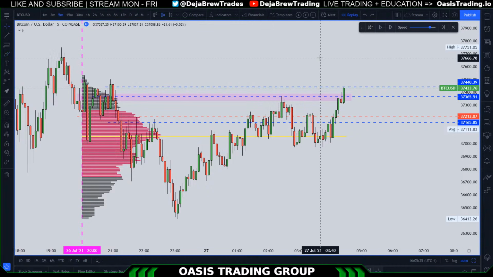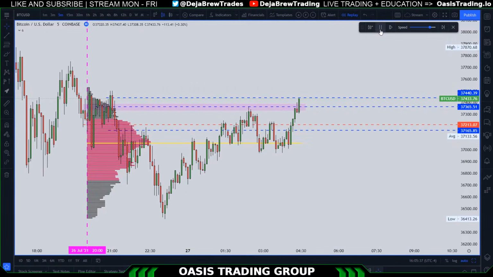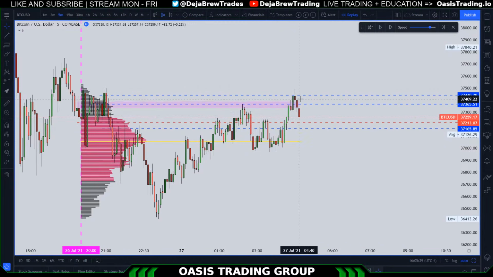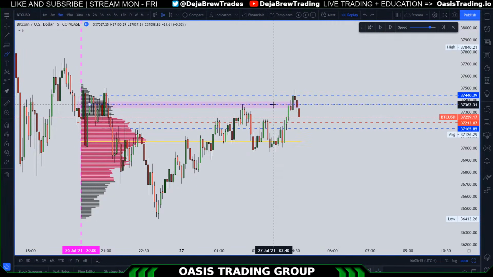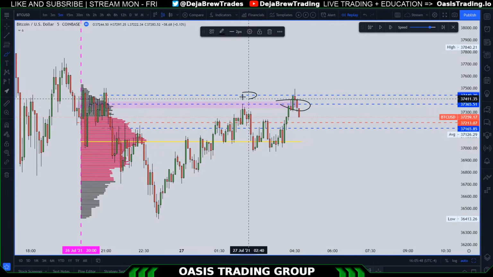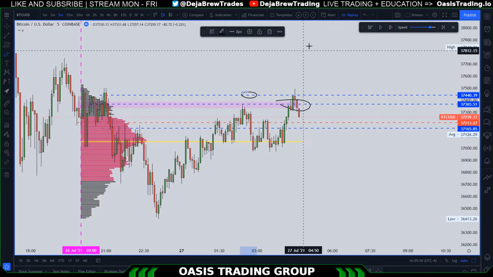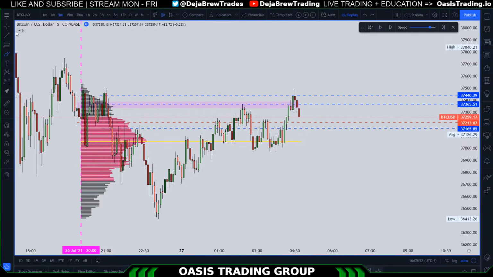Okay. Let's keep going. And look at that reaction. So this is why the day is not bullish yet, because you're not able to hold on to the node, and you're not able to break above the initial balance high. So until that happens, you are technically not bullish.